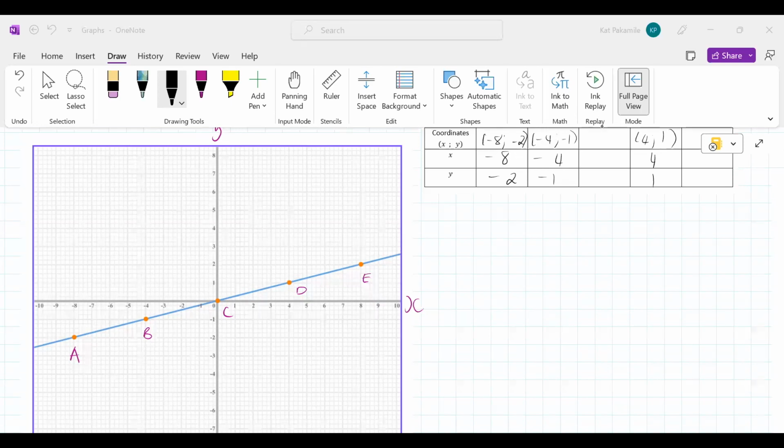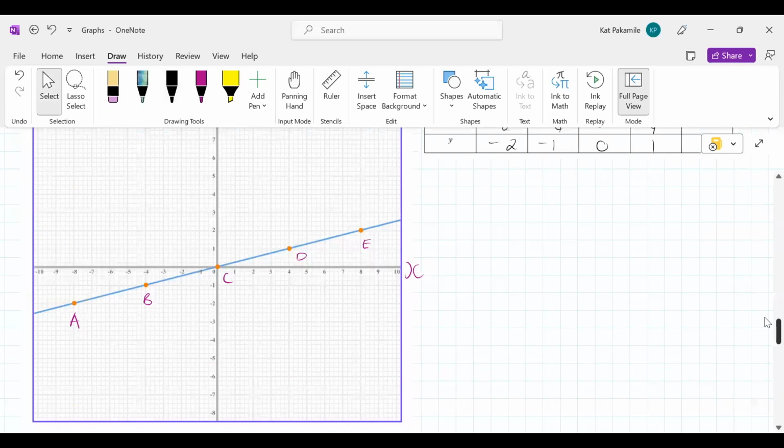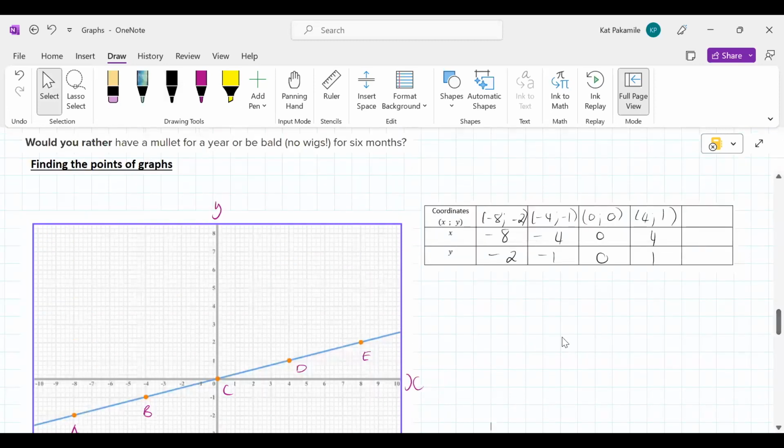Let's hear if Nosipo wants to do it for me. Nosipo, do you want to do the last one? Here we go. So 8 will be our x, and 2, is it 2? I can't see. 2 will be our y. Beautiful. Thank you very much, Nosipo.